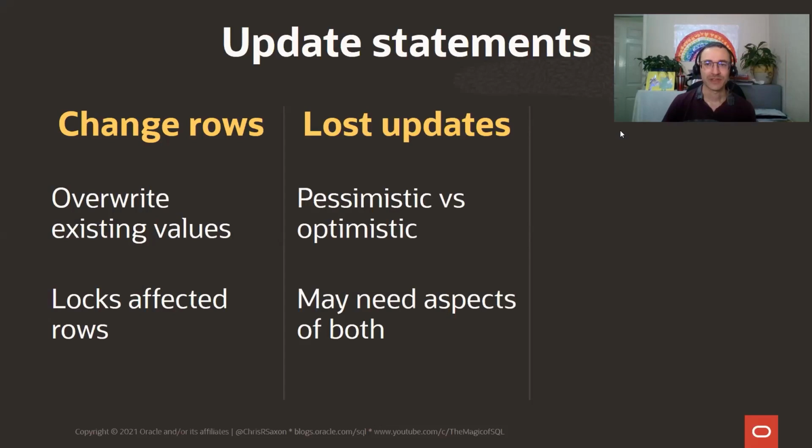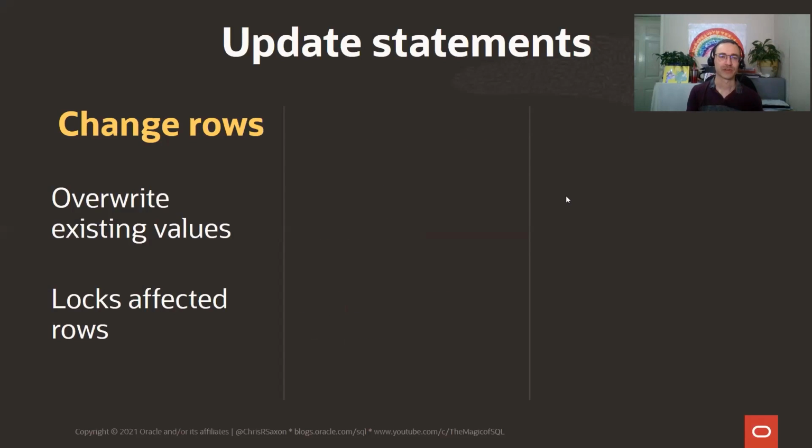All right, so running updates. We run an update to change rows in the table. You run your update and it overwrites existing values with the new, and while it runs, until the transaction ends, those rows are locked, preventing other users from updating or deleting those rows at the same time. If you're not careful, this can cause problems, but in general, this is actually a good thing. Otherwise, you can end up with weird scenarios.